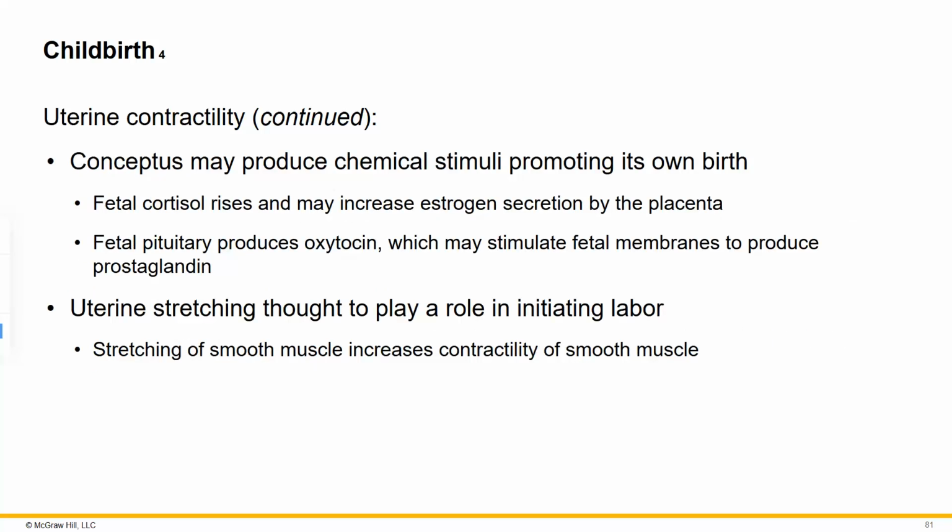Conceptus may produce chemical stimuli promoting its own birth. Fetal cortisol rises and may increase estrogen secretion by the placenta. Fetal pituitary produces oxytocin, which may stimulate fetal membranes to produce prostaglandin. Uterine stretching is also thought to play a role in initiating labor.